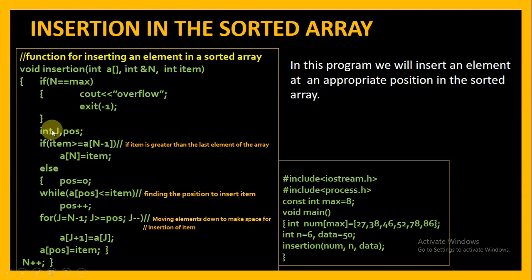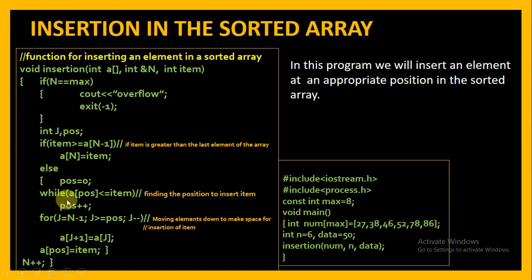Now we are declaring two variables, j and pos, for the functioning of this function. Now we are checking if item is greater than or equal to a[n-1]. If the item which we are going to insert is greater than the last element of the array, then we are simply saying a[n] is equal to item, because this array is sorted. So if the last element is less than the item which I am going to insert, I can simply say a[n] is equal to item.